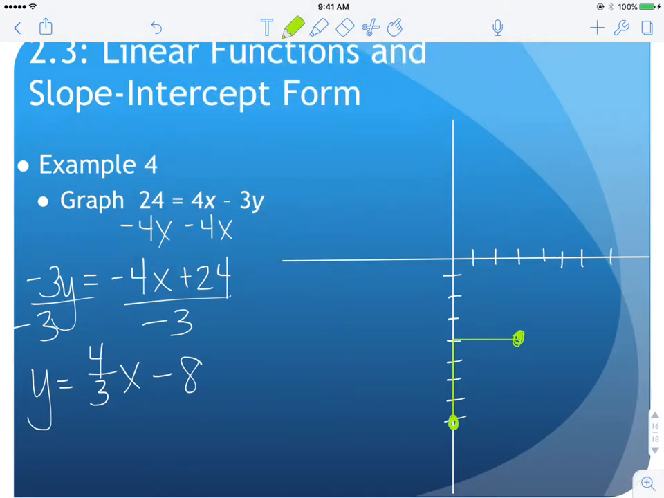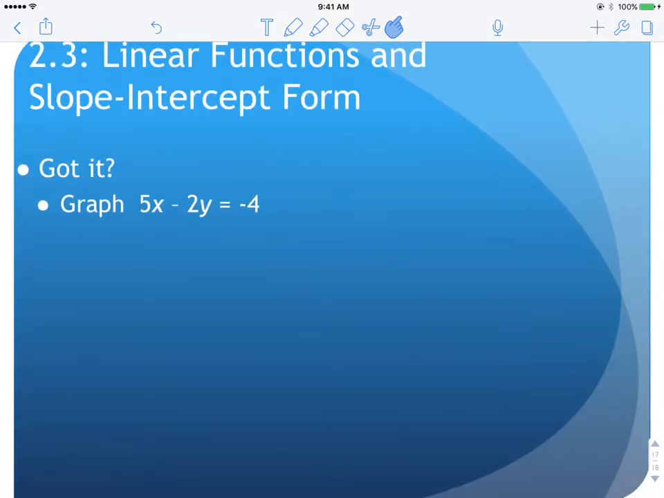So now we're going to rise another 4, 1, 2, 3, 4, and then run another 3. So now that we have a few points, we can connect our dots. And we've graphed the equation y equals 4/3 x minus 8. Let's try one more.